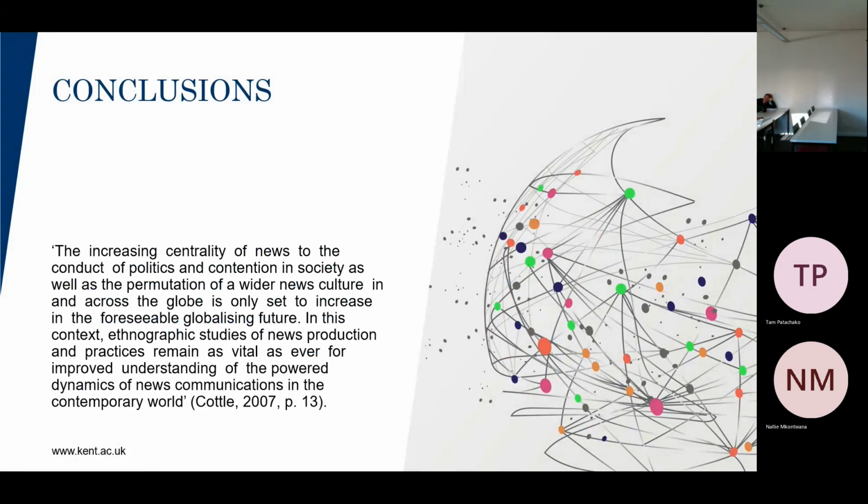So conclusion number one is that there is an increasing centrality of the need to conduct studies of politics and contexts, and of course, in a society, as well as the permutation of a wider news culture across the globe. This is according to Koto, and I'm just reading. So in this context, ethnographic studies on news production and practices remain as vital as ever for an improved understanding of the power dynamics of news communication in the contemporary world.